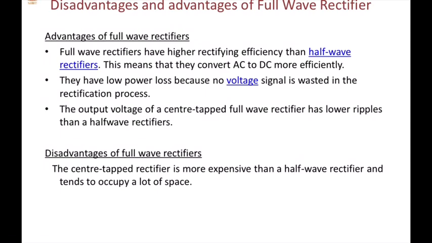What are the advantages and disadvantages of the full wave rectifier? There are a few advantages. Full wave rectifier has higher rectifying efficiency than the half wave rectifier. This means it can convert AC to DC more efficiently. They have low power loss because no voltage signal is wasted in the rectification process. The output voltage of the center tapped full wave rectifier has lower ripples than the half wave rectifier. These are the few advantages of the full wave rectifier.